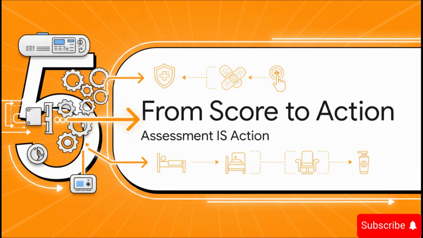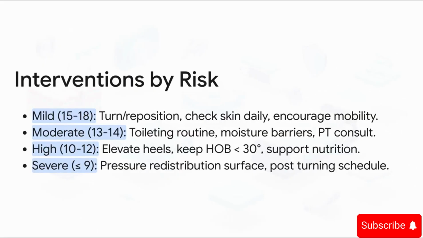And this brings us to the most important part of all. A Braden score is not just a number you write down in a chart, it is a direct trigger for action. Your assessment becomes your action plan. The score literally tells you what to do next. See, each risk level has its own playbook.